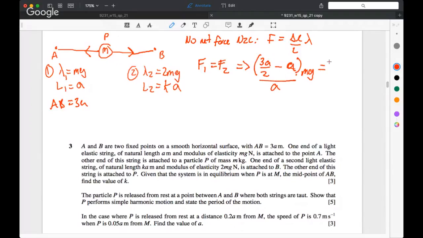And for the other string, it has the same length. It's still stretched by the same amount, 3A over 2, but it had a length Ka originally, over A. I've missed a 2mg in here. I might just get rid of this one and divide by a half because I ran out of space. Okay, so these are saying the same thing. We can divide through by the a's straight away. So we get 3/2 minus 1, which is just a half, multiplied by half, which is a quarter, on that side, I think.